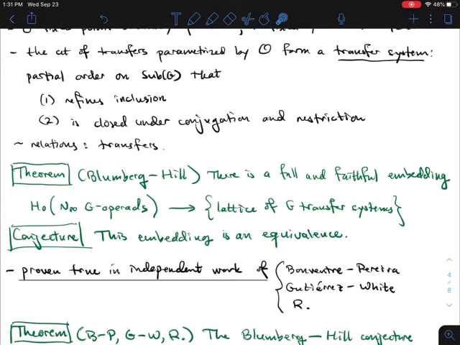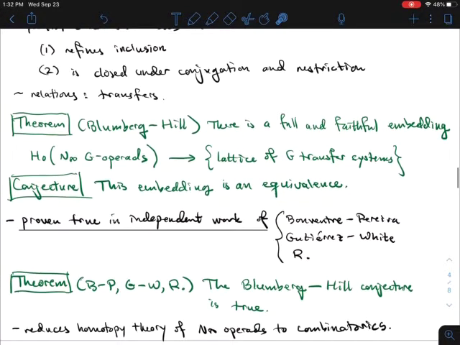Moreover, Blumberg and Hill conjectured that this embedding is actually an equivalence of categories. This was since proven true in independent work of Bonventure, Pereira, Gutierrez and White, and myself. So the theorem now is that the Blumberg-Hill conjecture is true. In other words, the homotopy category of N-infinity G-operads is equivalent to the lattice of G-transfer systems. This has the effect of reducing the homotopy theory of N-infinity operads to pure combinatorics.